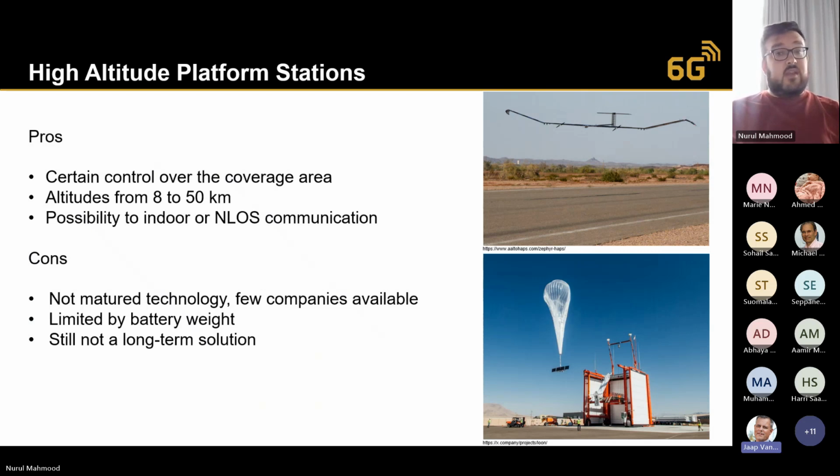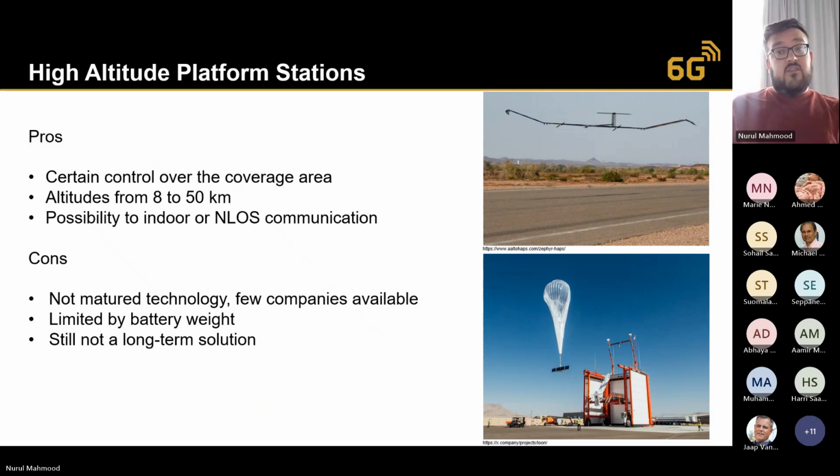Another pro of this, because of this altitude, is that there is the possibility of indoor communication without line of sight. First, of course, it depends on technology parameters, but we can see that there is some room for that. Well, the cons: it's not a mature technology. There are not that many companies going there yet.